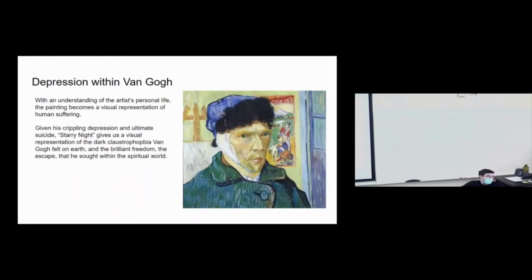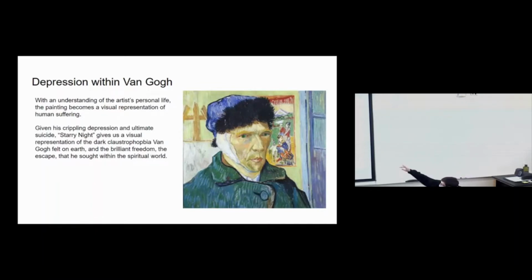Now, with an understanding of Vincent van Gogh's personal life, the painting becomes a visual representation of human suffering. I say that because of the contrast between the town and the sky. Now, are you guys familiar with the story of Van Gogh's personal life? It's a famous story, told over and over, and it's very romanticized nowadays.